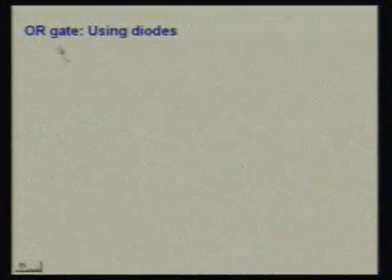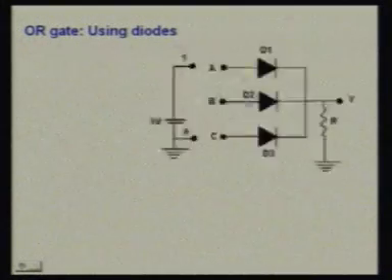Now we will realize the OR gate using diodes. Consider this circuit. We have three diodes, D1, D2 and D3. A, B and C are the inputs to the P terminals of these diodes, and the N terminals are connected together through this resistance R, and the output is taken across this resistance R. We have taken a battery of 5 volts. One state is recognized by 5 volts and zero state is recognized by 0 volts.